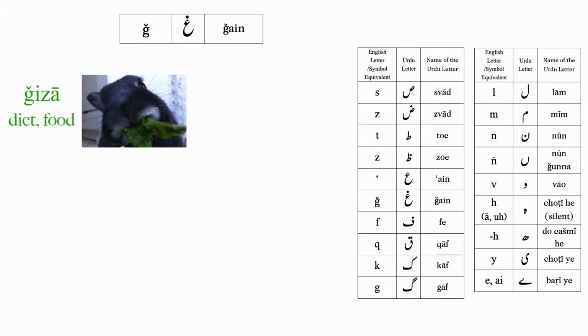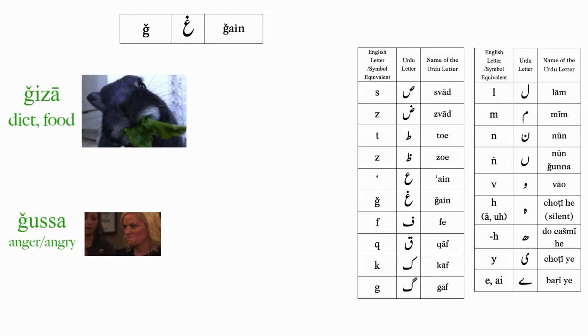Our second word is gussa. Gussa. And gussa means anger. Final word is garib. Garib.